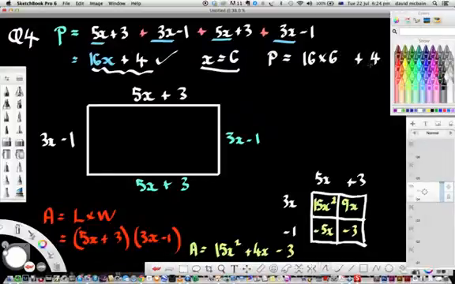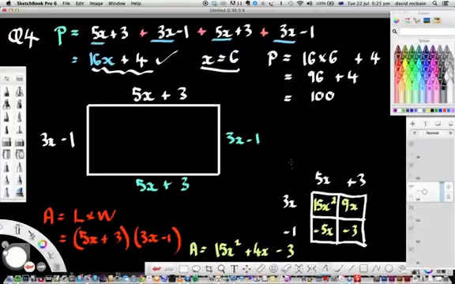Now remember your order of operations. You multiply first, then add last. 16 times 6 is 96 plus 4 is going to equal 100. So the perimeter around that shape, if x equals 6, is 100.